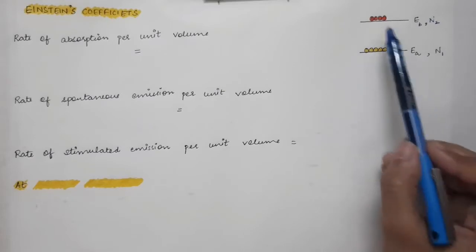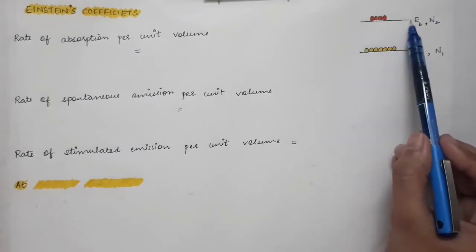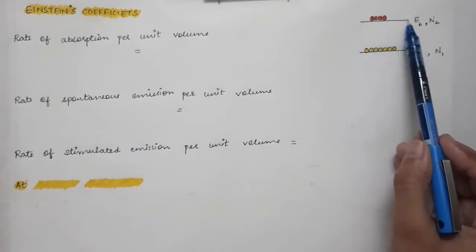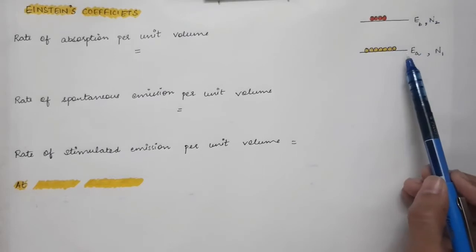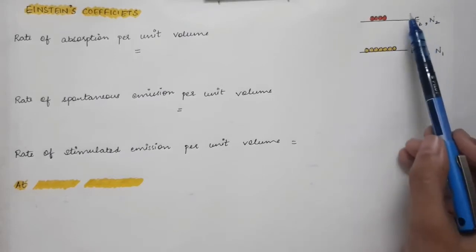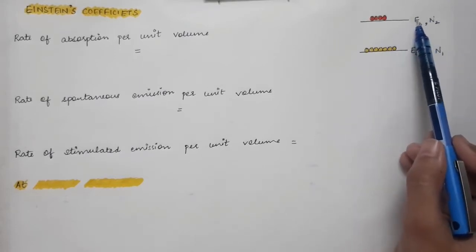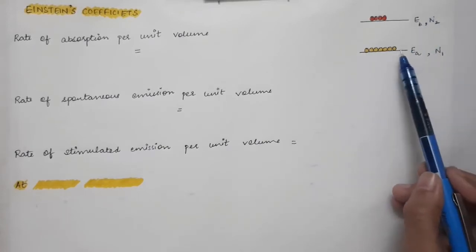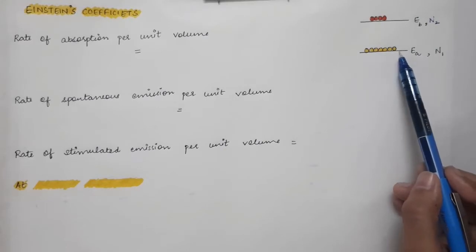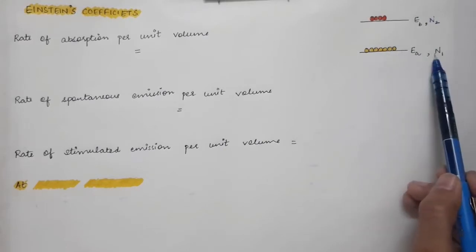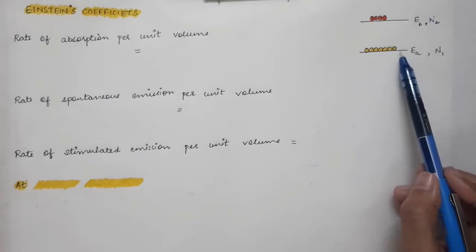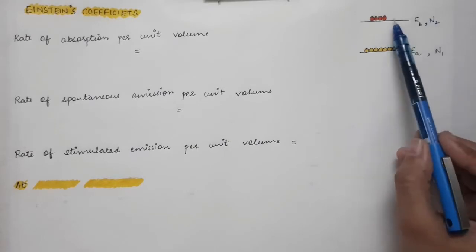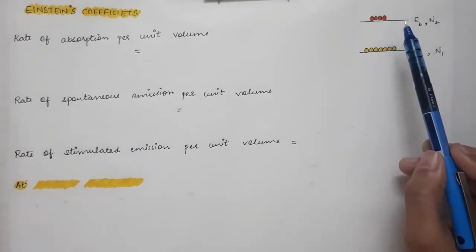So there is a lower level and then the upper level, or the excited level. There are some atoms present in the lower level and some atoms present in the upper level. Now the lower level has energy state EA and the excited state has energy EB. Let's say there are n1 atoms present in the lower level per unit volume, so in unit volume there are n1 atoms in the lower level, and similarly n2 atoms per unit volume are present in the upper level.